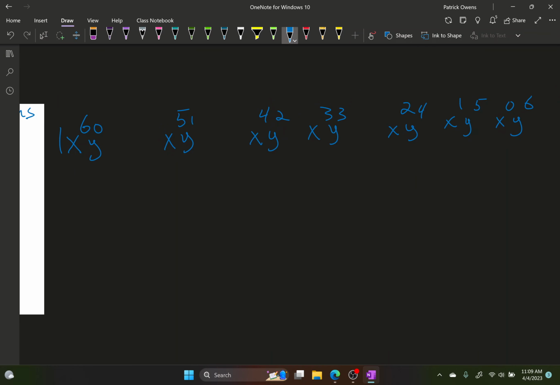So we've got 1x to the 6th, y to the 0, plus 6x to the 5th, y to the 1st, plus 15x to the 4th, y squared, plus 20x cubed, y cubed, plus 15x squared, y to the 4th, plus 6x to the 1st, y to the 5th, plus 1x to the 0, y to the 6th. So using Pascal's triangle, we can write out an entire binomial expansion.